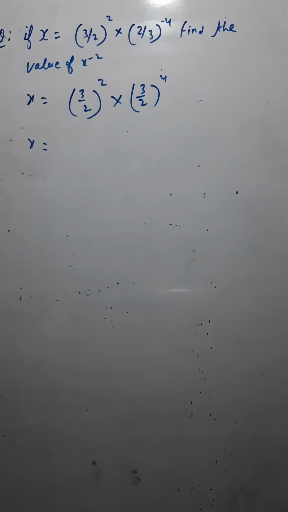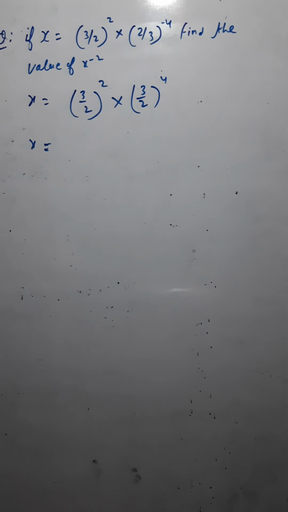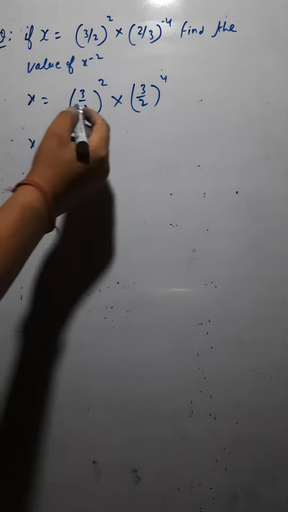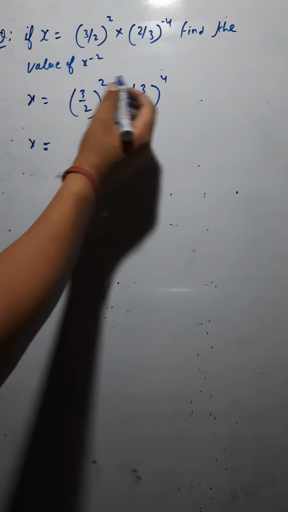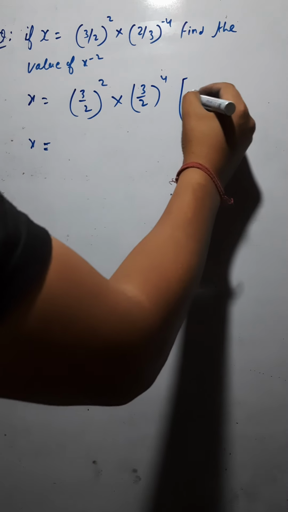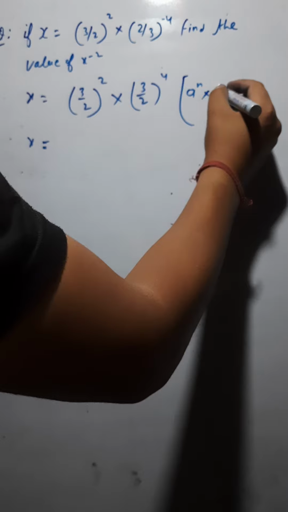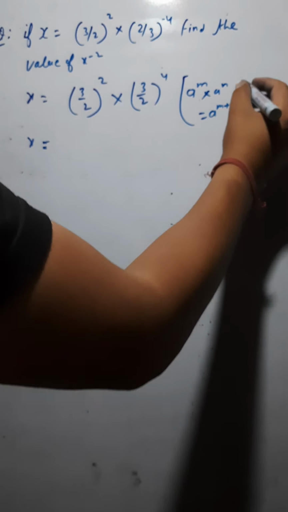Now x would be equal to how much? Now if you see, both have the same base. This is also 3 by 2 and this is also 3 by 2. If the base is the same, the exponents are going to be added. That you might know, we have already done it. If it is a raised to the power m multiplied by a raised to the power n, I can write it as a raised to the power m plus n.